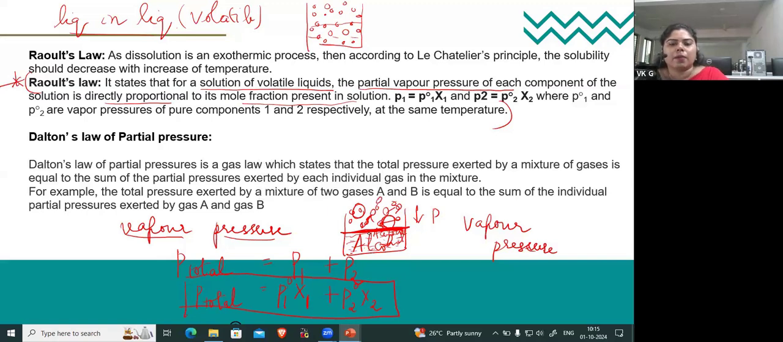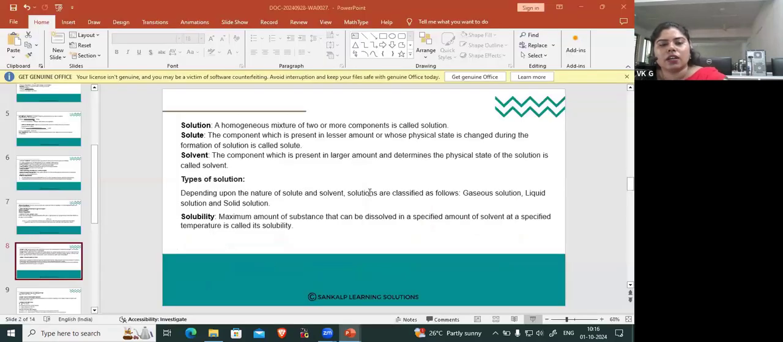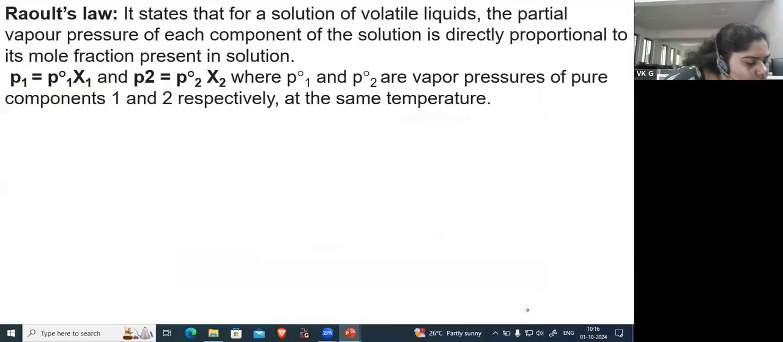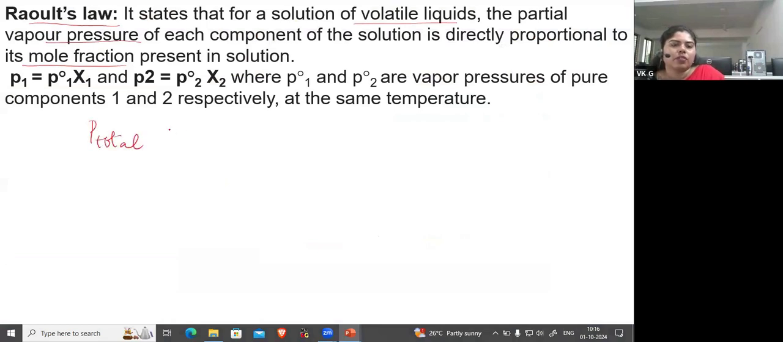If you want to see it in a better way, or in order to understand this, let's take a graph and check out how exactly you need to learn this. A moment, please. Hope the screen is visible. Yes. So talking about Raoult's law, we just discussed that it states that for a solution of volatile liquids, the partial vapor pressure of each component is directly proportional to mole fraction. And then you found that P total according to Dalton's law is P1 naught x1 plus P2 naught x2, the expression for Raoult's law.